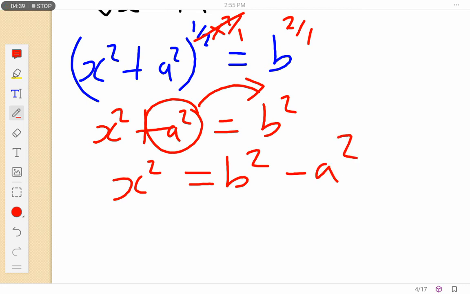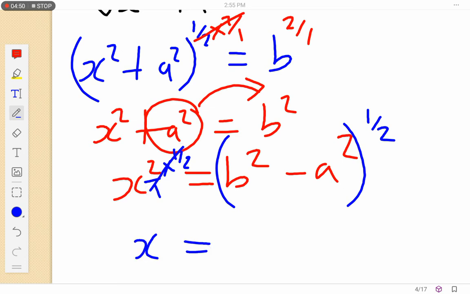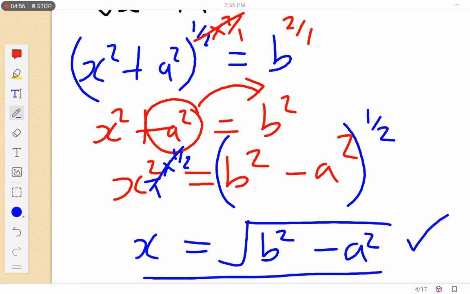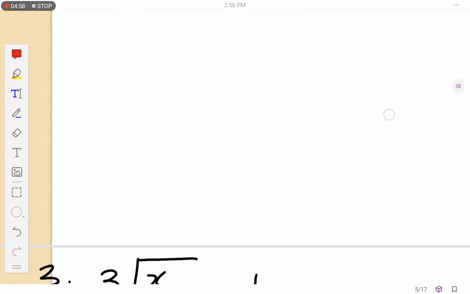Then to get our x, this is the same as 2 over 1. We multiply by 1 over 2. We multiply everything here by 1 over 2. So our x is equal to, these will cancel off each other, the square root of b squared minus a squared. So that's the final answer there. Let's move on to the other one.